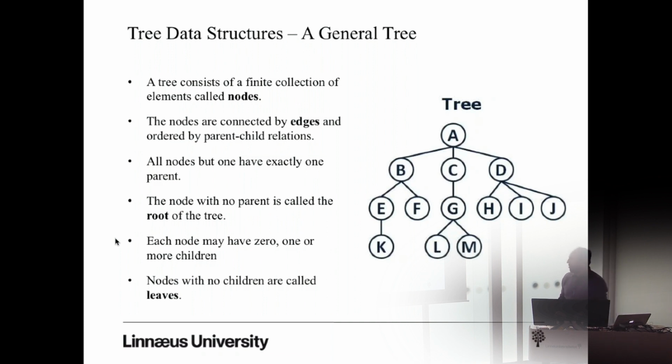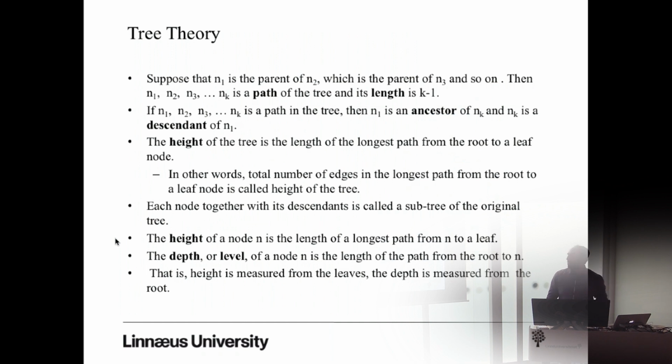Also, an important thing is that in a tree data structure, between every two nodes there will be only one connection or only one path, which we call an edge. If there is more than one path, then it's not a tree. Then it's more like a graph. So those are some theoretical concepts and terminology about the tree, for example, what is a path, and what are length and height.